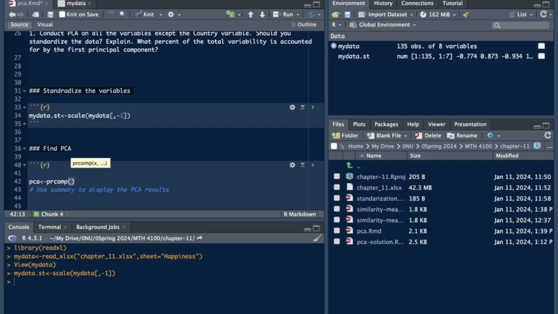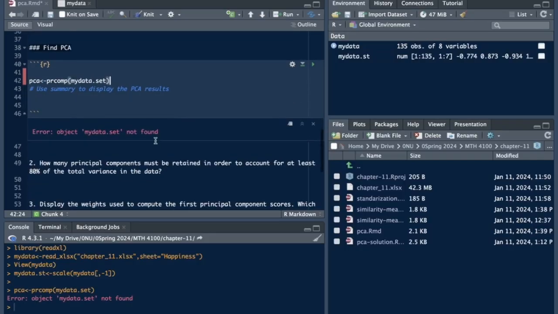It's a function that does the PCA analysis. Maybe someone's going to ask, does this function prcomp exist in any library that is not installed? No, it's actually part of base R, so there's no need to install any additional libraries.